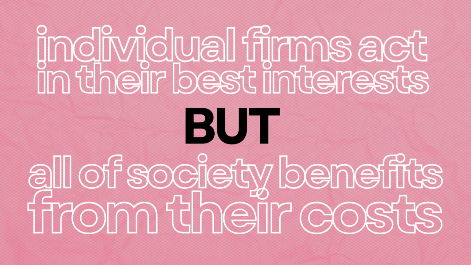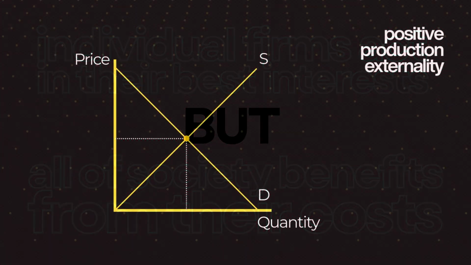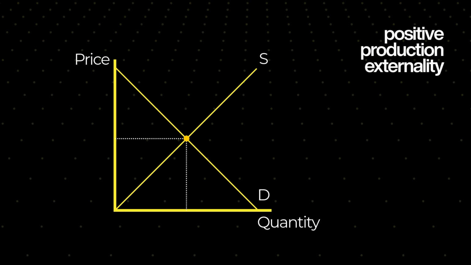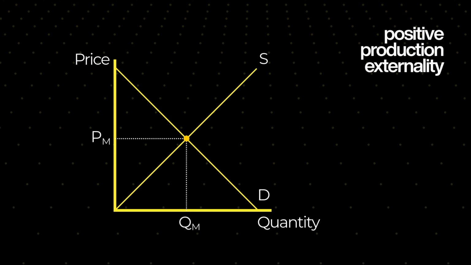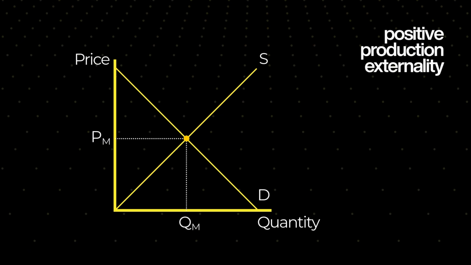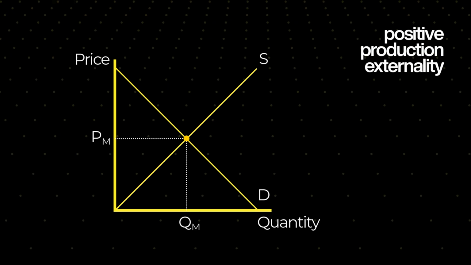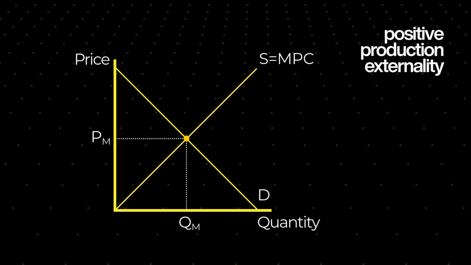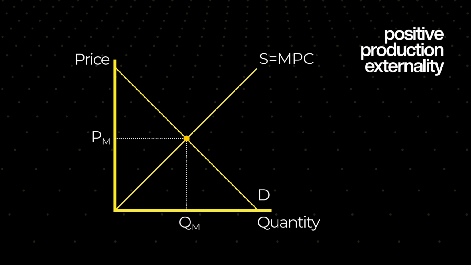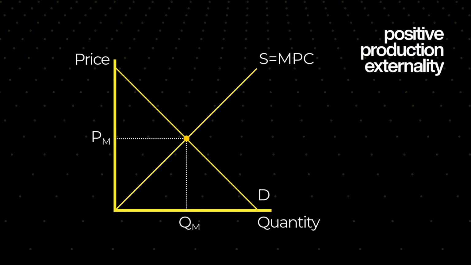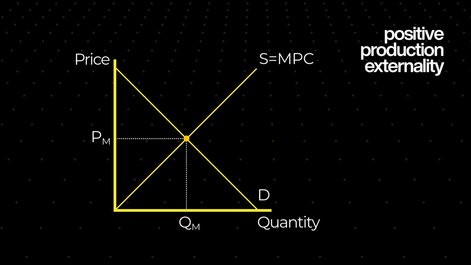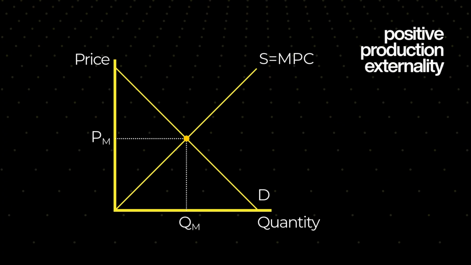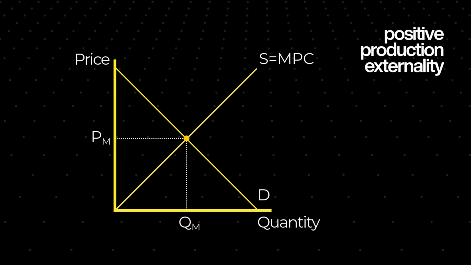Now, let's see what this looks like on a diagram. Here's our usual supply and demand diagram, which gives us the market price and quantity. Because we're talking about production, we're concerned with costs, which means the supply curve. This supply curve will represent the marginal private costs, which would be the costs incurred by the individual firm. As we discussed in our examples, society benefits more from these positive externalities. These external benefits offset the costs. Therefore, the marginal social cost is going to be less.